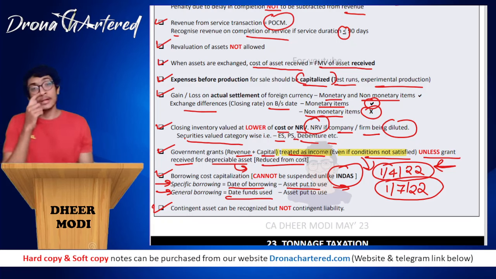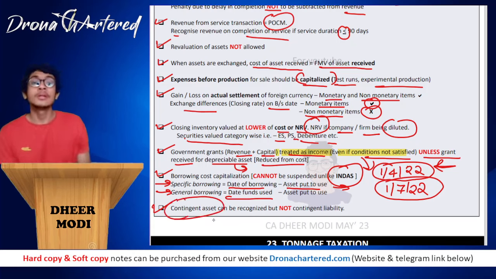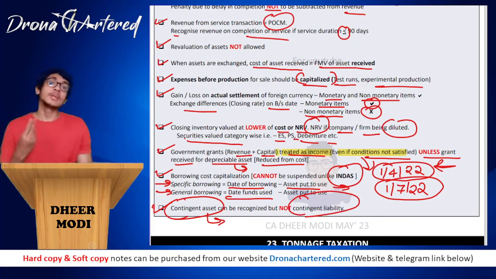And the last part of the chapter, that is contingent asset, can be recognized but not contingent liability. Under your NDS, both contingent asset and contingent liability can be recognized, but ICDS does not allow that. Why do they allow it? They allow contingent asset. Contingent asset is an income, therefore since they will get taxed on this, they have allowed this part. But contingent liability will eat from your profits, therefore this they have not allowed. Therefore, contingent liability is not allowed, but contingent asset is allowed.